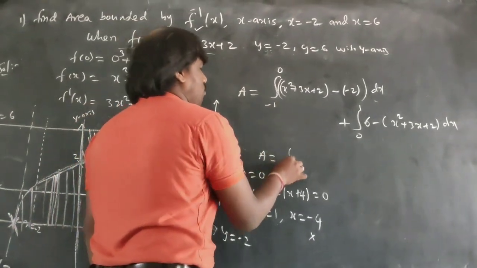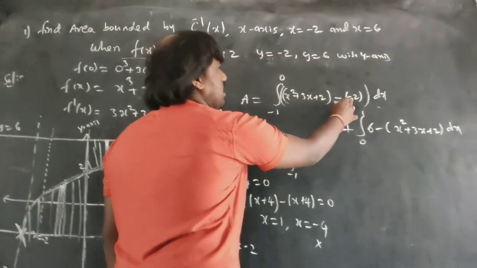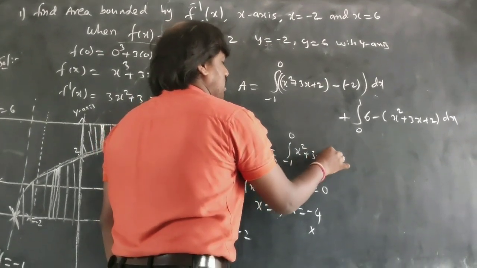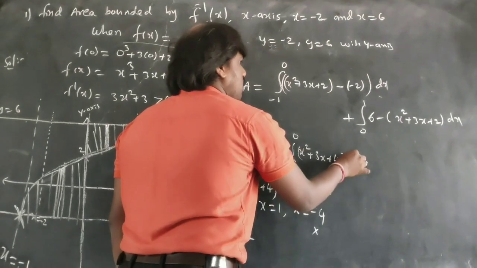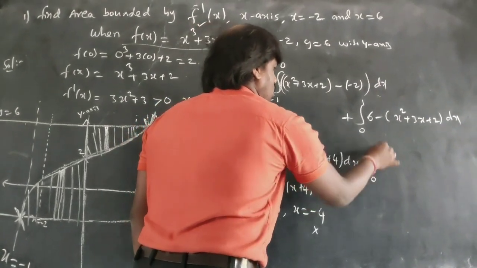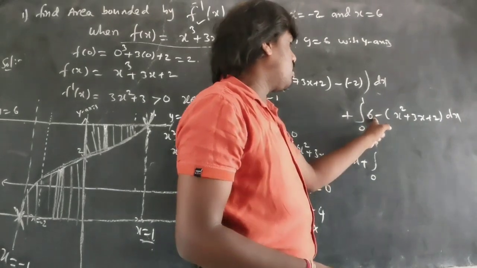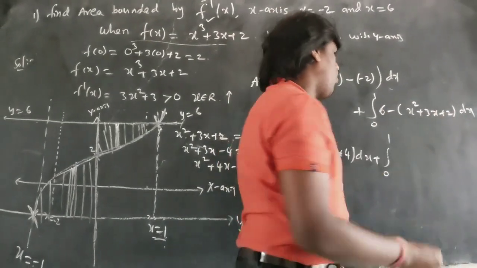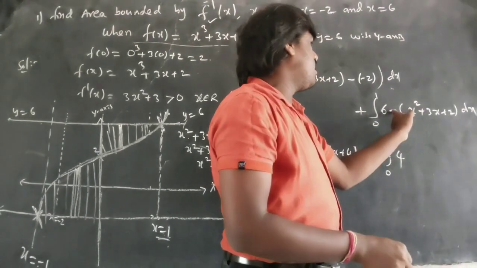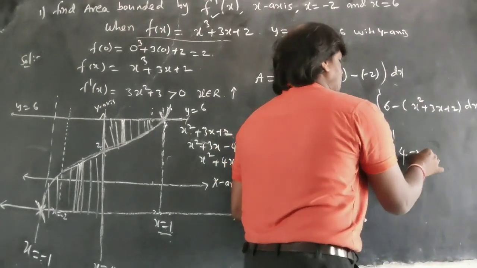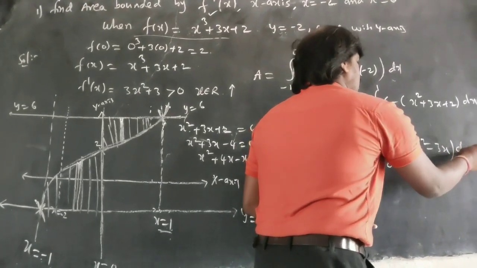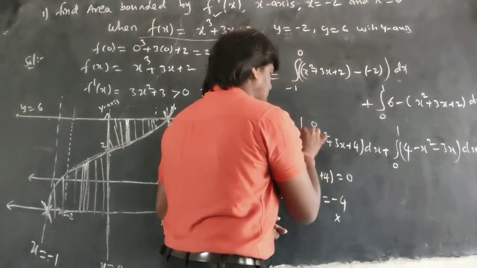Means A is equal to the integration from minus 1 to 0. You can see here minus into minus is plus. I am going to get x square plus 3x plus 4 into dx. Plus integration from 0 to 1. This is 6 and this is minus 2, so 6 minus 2 is 4. I am going to get 4 minus x square minus 3x dx. And you can simply find this integration.